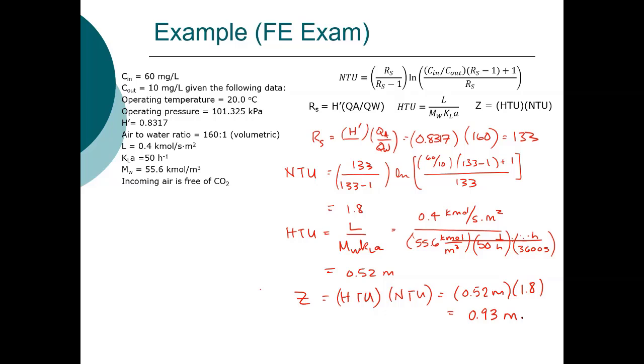So notice, we don't have anywhere near the removal that we were required in the previous problem. And CO2 is very easy to strip from water. So the height of the tower is much, much less than what we calculated in the previous problem.